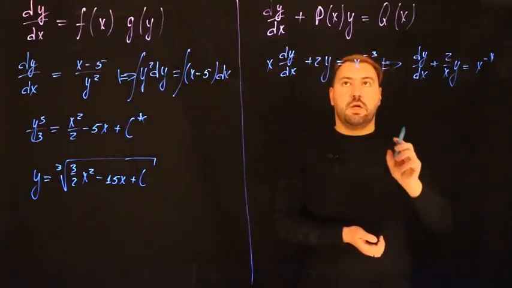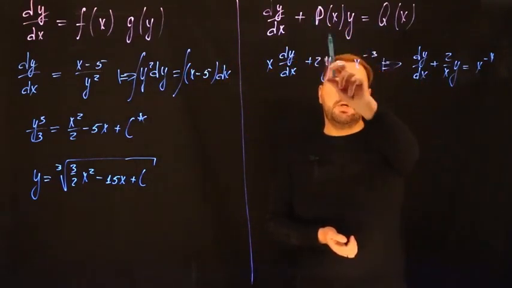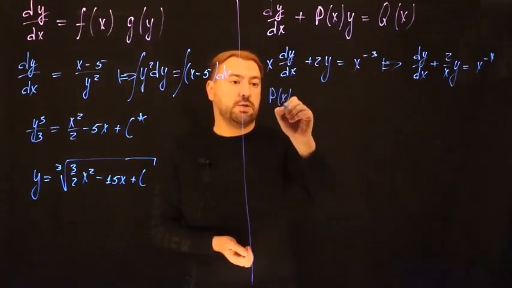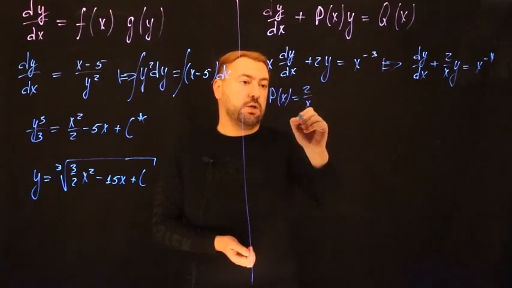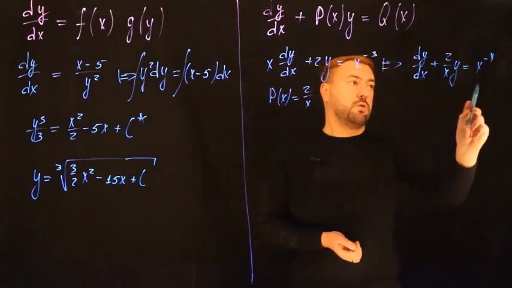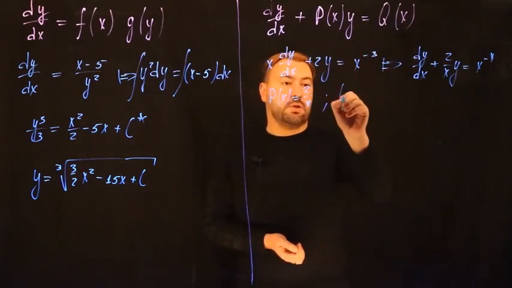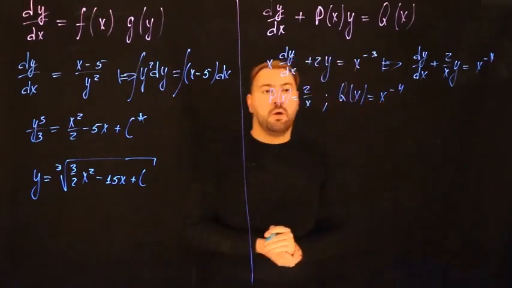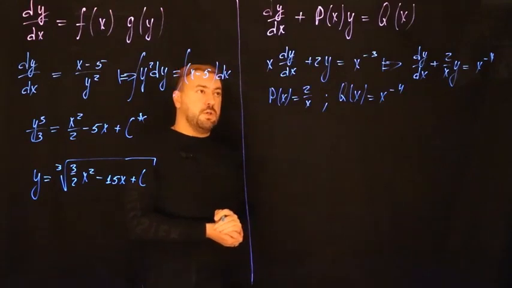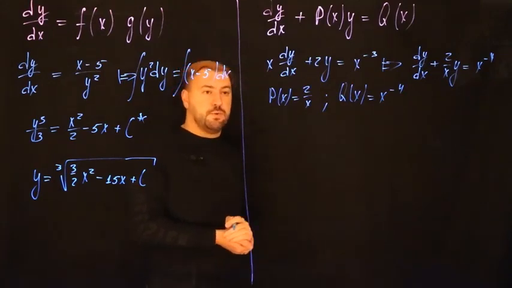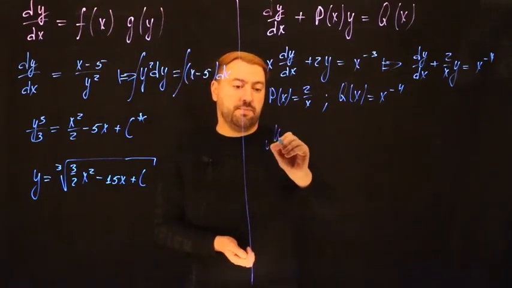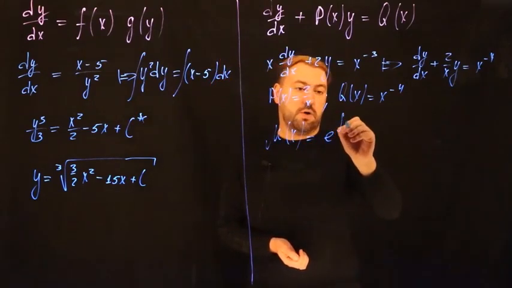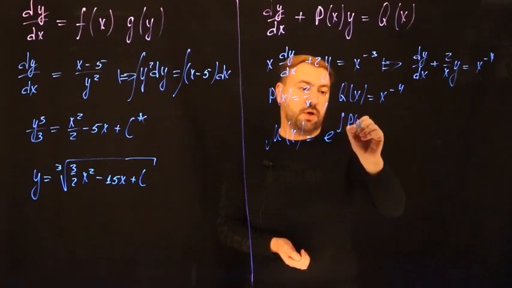Now we need to locate our p and q. p is the multiple of y, which means that our p of x equals 2 over x. And q is our right-hand side, which is x to the power minus 4. When we identify that, we are ready to move to the second step, to find our integrating factor. Our integrating factor is always e to the power integral of p of x dx.